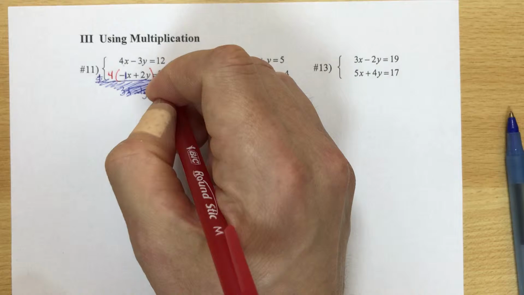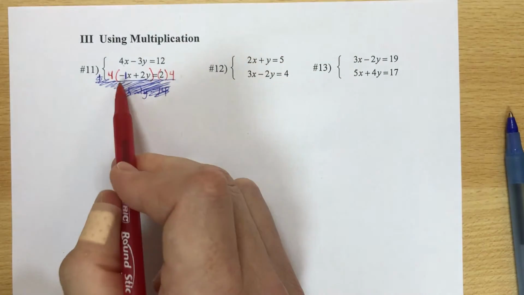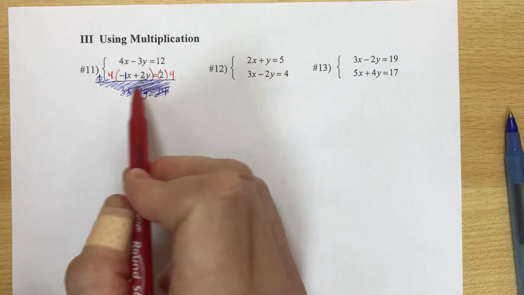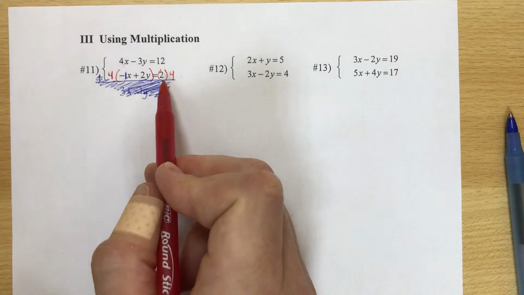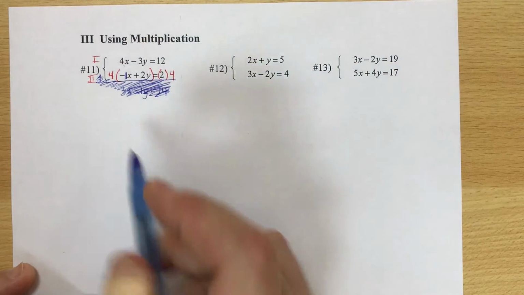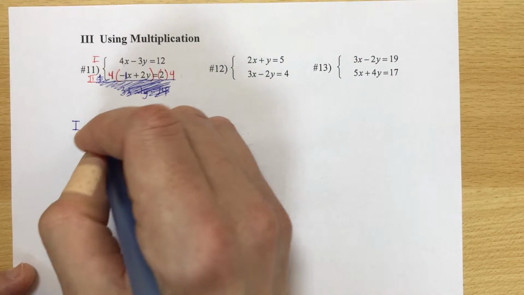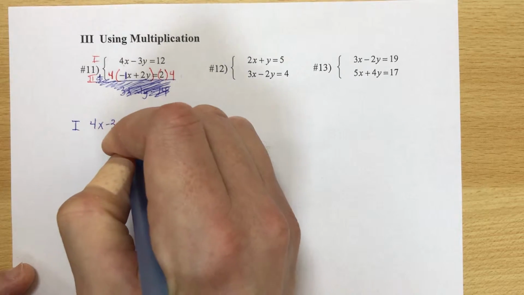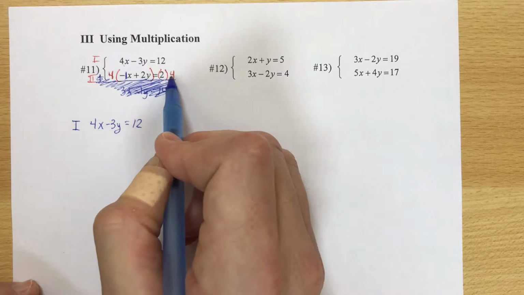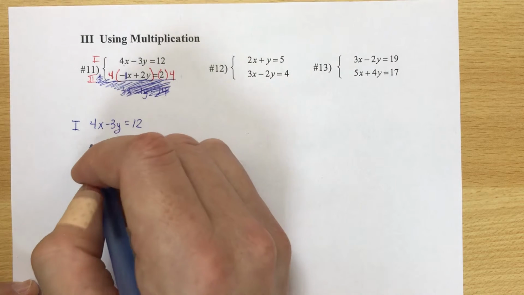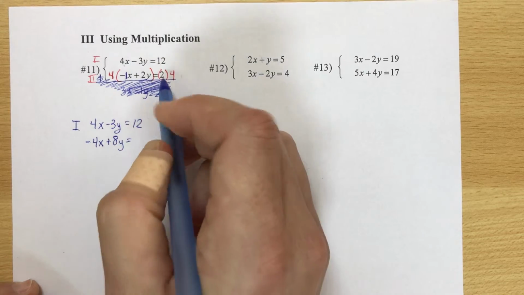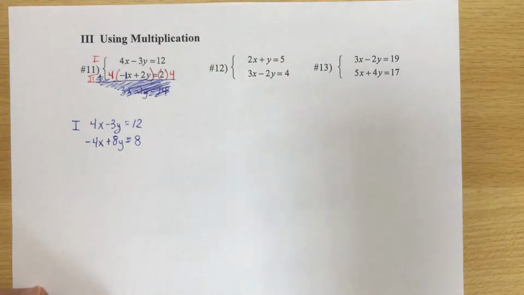I am allowed to do this as long as I multiply every part of this equation by the same value. Multiplying by the value, left side, right side, does not change the equality. So we have equation 1, equation 2. I am going to keep equation 1 the way it is: 4x minus 3y equals 12. But equation 2, I am going to multiply each piece by 4. So I'm distributing, that would be -4x. This would become positive 8y. And then 2 times 4 equals 8.